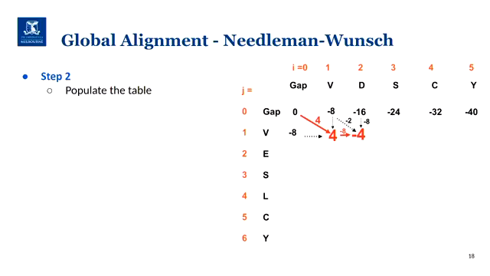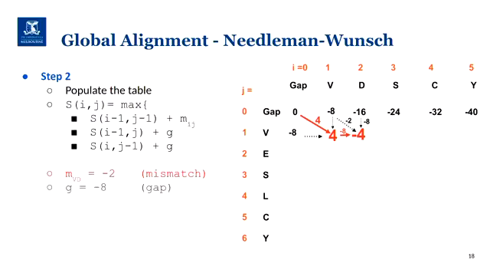And then I'll try to populate the next one and moving on. So for the next one, which would be this cell here, I have 3 possible options. Left to right is always a -8 gap value. Top to bottom also -8.